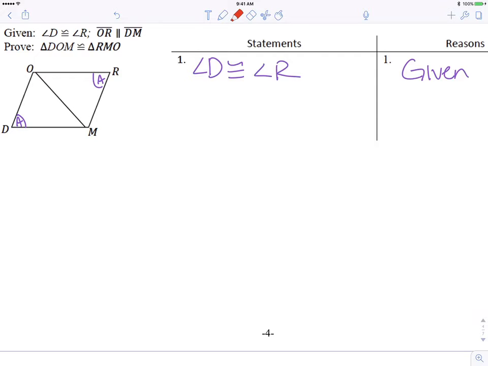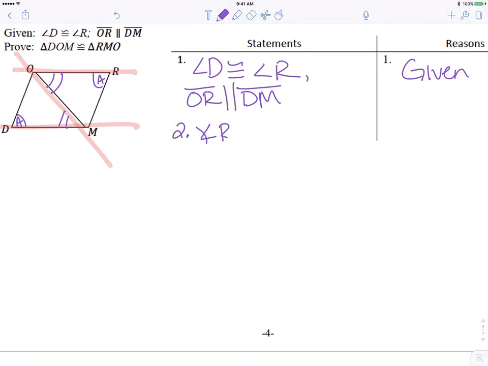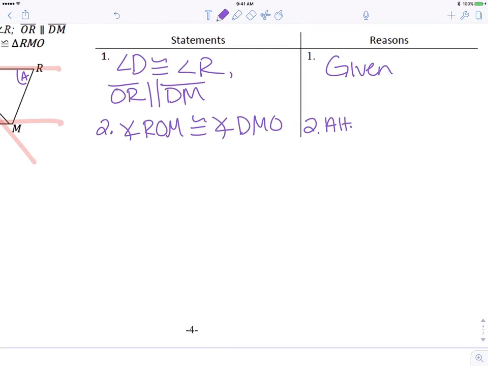We also know that OR is parallel to DM. So there's OR and there's DM. And if we use that as the transversal, we should be able to find some congruent angles. So we'll do that step next. We can find this pair of congruent angles. So angle ROM is congruent to angle DMO. And that's because those are alternate interior angles, and alternate interior angles are congruent.